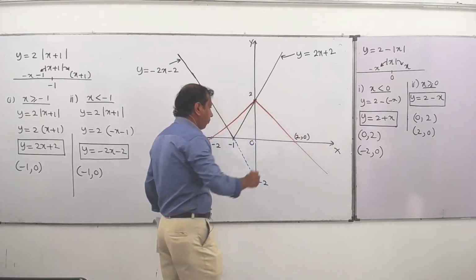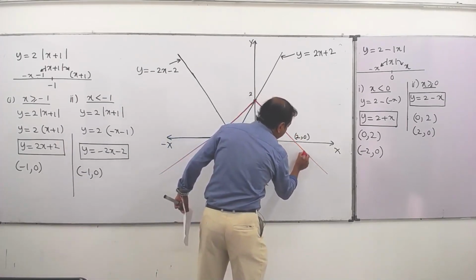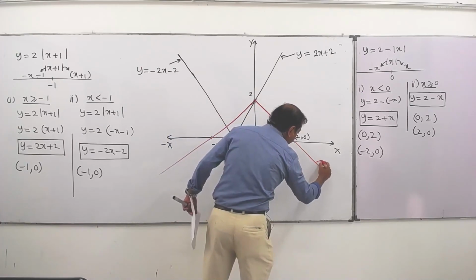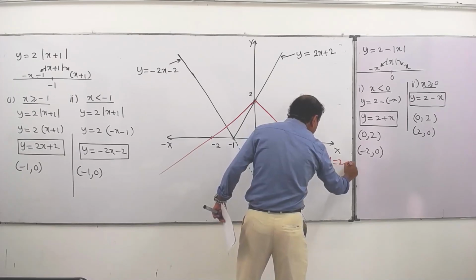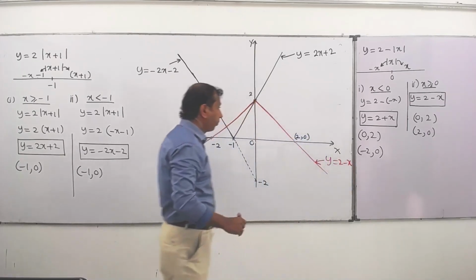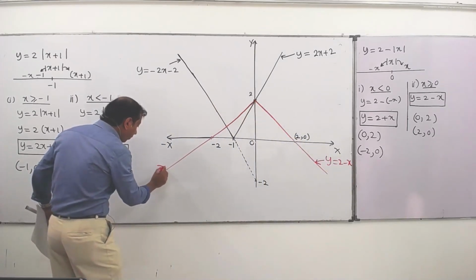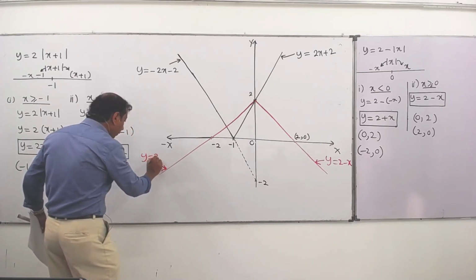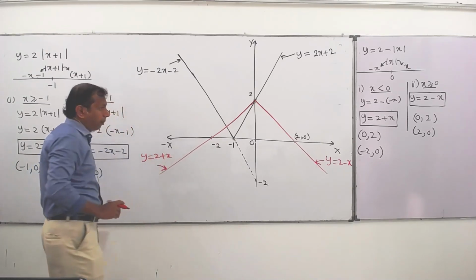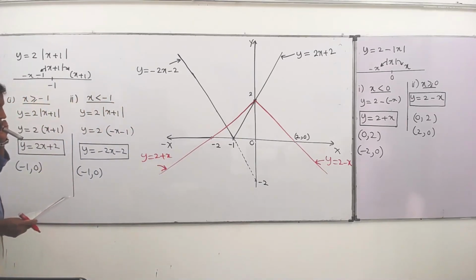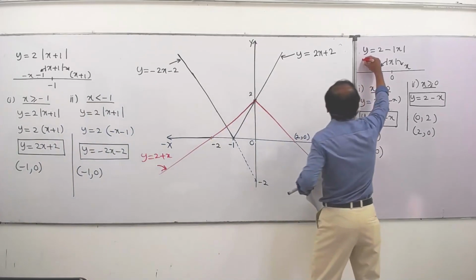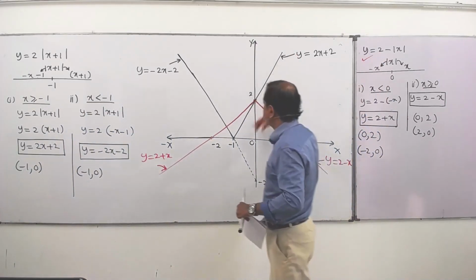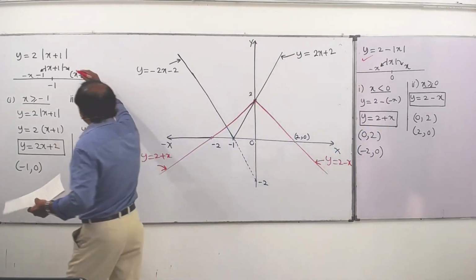Okay. Right. So then, if I take only this branch, its equation is y equals 2 minus x. This one, y equals 2 plus x. Right. Now the single equation for this red graph is this. The single equation for the black graph is this.